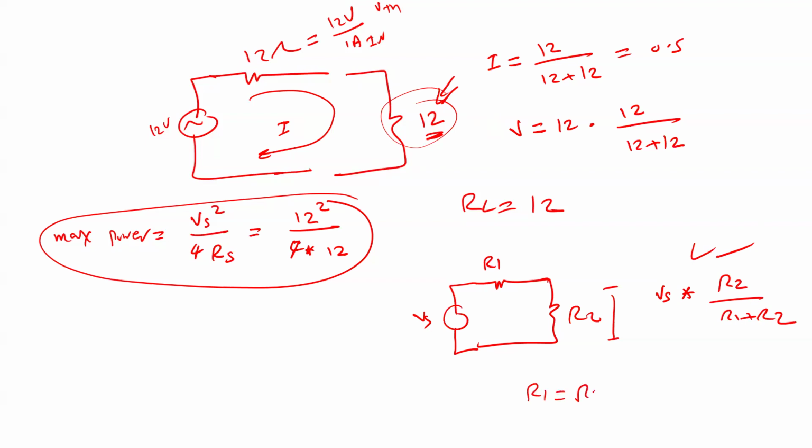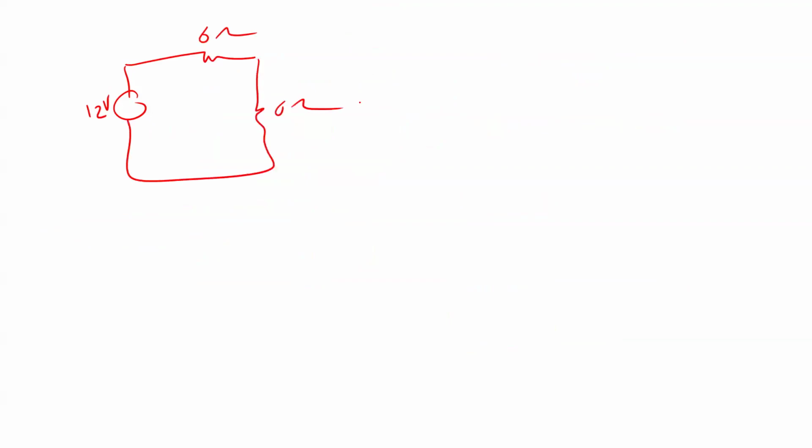If R1 equals R2, if you look at this one, it would be half. So the voltage here would be divided by half, and you don't even think about it. For example, here I have 12 volts, and then I have, for example, 6 ohm and 6 ohm. So this is 12, this one is going to take 6 volts, and this one is going to take 6 volts, because the resistors are equal. Same thing for the current.